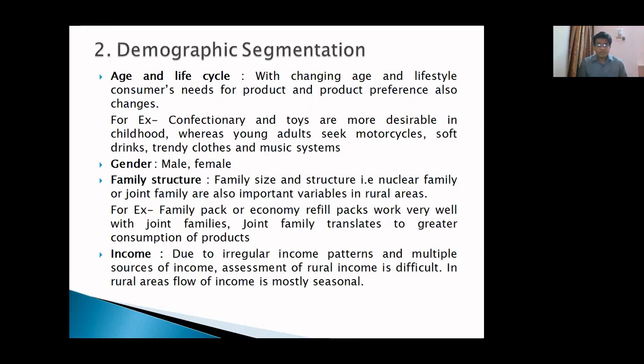So, when we talk about age, definitely people of different age groups will be having different types of needs. They will be having different types of product preferences, and they will be having different type of lifestyle. For example, youth will be having a different kind of lifestyle as compared to an aged person. A child will be having a different kinds of need as compared to young adult.